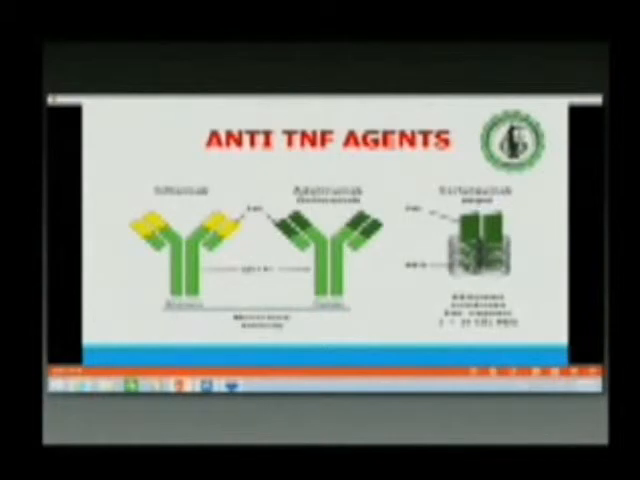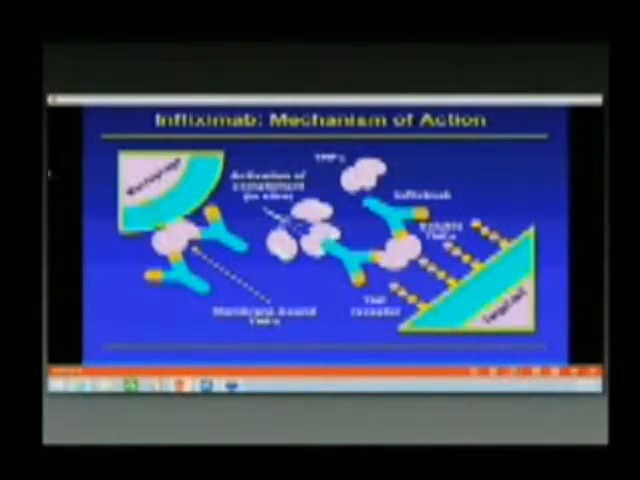Because of this backbone, one of the advantages with this drug would be that it doesn't pass the placenta, and it is one of the drugs you would probably consider if you were considering giving anti-TNF agents to a pregnant patient. Okay, the infliximab or your anti-TNF agents can either bind to those which are floating around, okay, or to the receptors on your target cells.